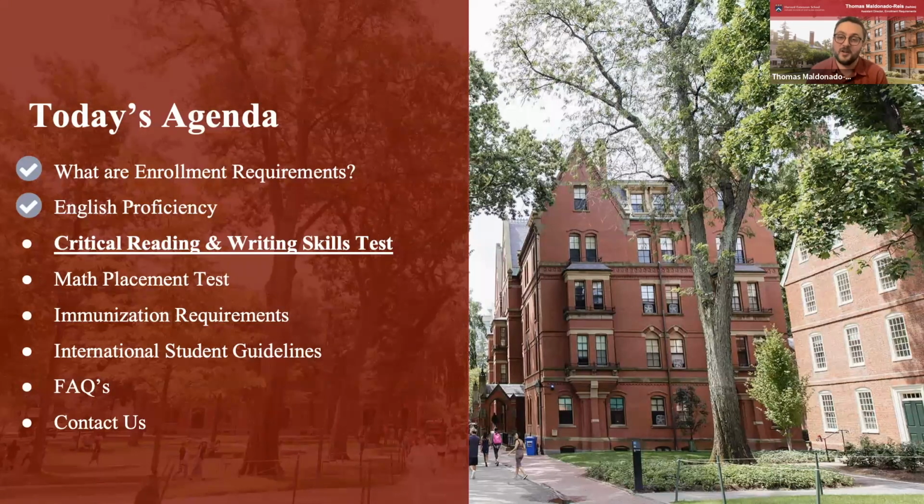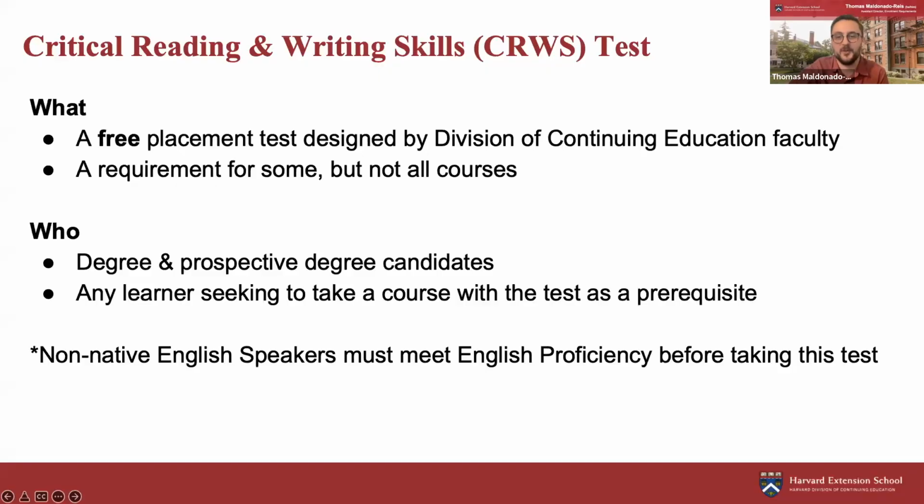And so first, we're going to talk about the Critical Reading and Writing Skills Test, which you're also going to hear me refer to as the CRWS test. I'll go between both names, honestly. Okay, so the Critical Reading and Writing Skills Test is a free placement test. There's no monetary cost. You don't have to pay anything to do it.